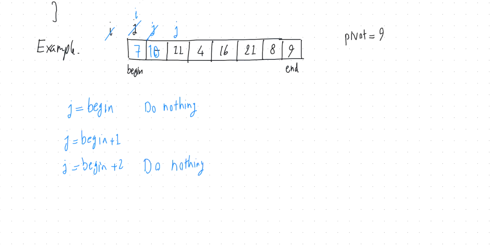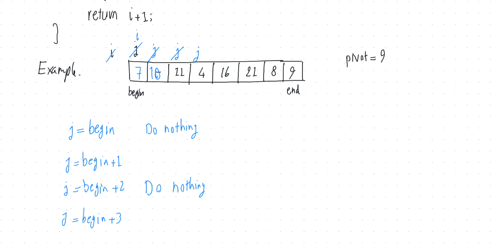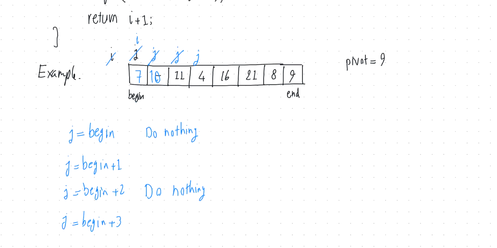Okay, next iteration, J is begin plus 3, so J is here. Now is A at J less than the pivot? Yes, it is. So what do we need to do? We need to increment I, so I goes to the next index here. And then we need to swap A at I and A at J. Now, here's a good place to start thinking about what's going on with A at I and A at J. So whenever we see something that is less than the pivot, we swap it with A at I, which means that we move it to the left side. Okay, and that's how we partition.